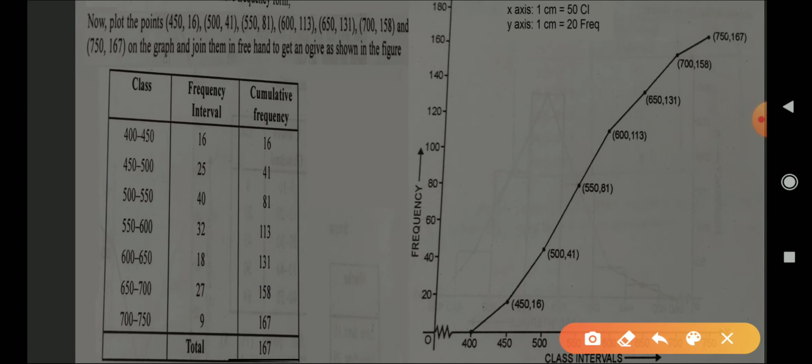Whatever number is given to you in the first class interval, that should be written here. That will be the initial point, 16. 16 plus 25, 41. 41 plus 40, 81. 81 plus 32, 113. 113 plus 18, 131. 131 plus 27, 158. 158 plus 9, 167. So the last one is 167.